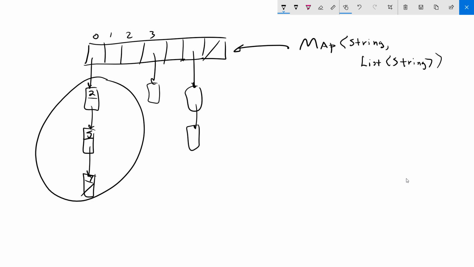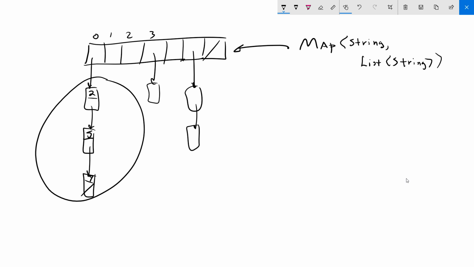Well, V plus E. Yeah. Right. The total length of all these lists is E. You've got to look at everything in every list. That's E. And then you've got to look at every entry in that array up there, and that's V. V plus E. And again, that's the size of the data structure.